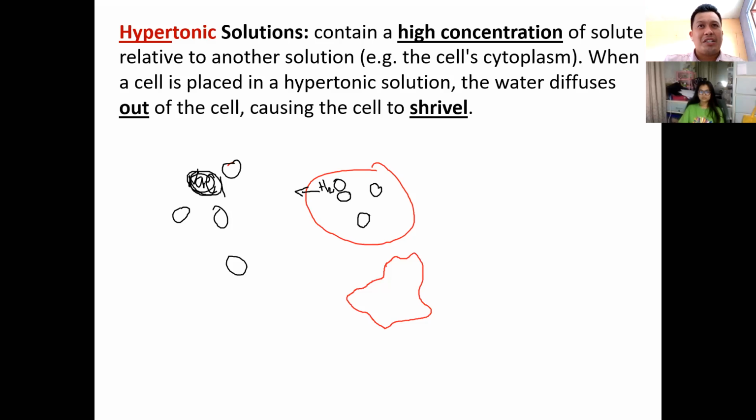This is the condition known as hypertonic solution. Water diffuses out of the cell because of the high concentration of salt particles or salt molecules in the outside of the cell than in the inside of the cell. And that is the concentration gradient there. There's high concentration in the outside rather than the inside.